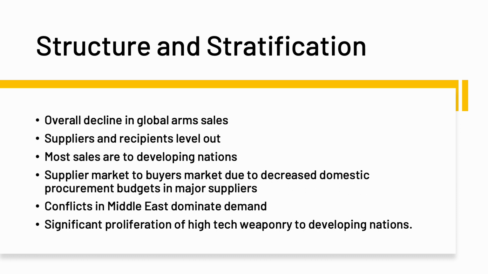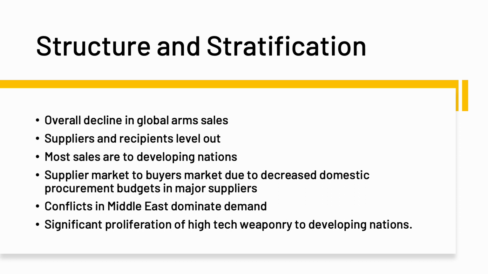We also see a shift from a supplier's market to a buyer's market due to the decreased domestic procurement budgets in major suppliers. Because major powers like the U.S. are decreasing their military expenditures, the arms producers within those nations can no longer rely on the U.S. government for the money, so they have to increasingly look out for exports. Not only were they trying to export prior, now they have to export even more because they aren't getting as much money from their domestic procurement budgets as they were prior.